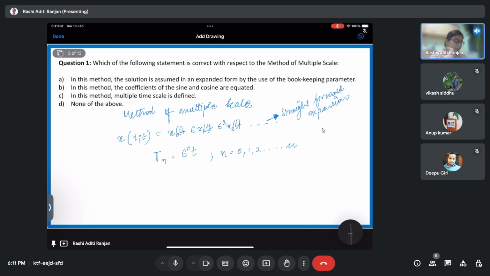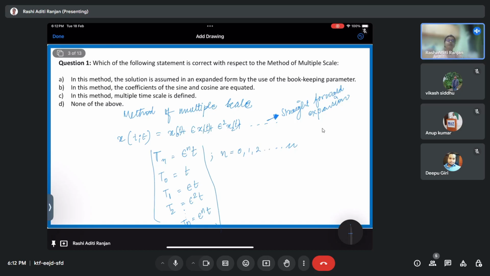Now, if I look into this, I can see that I will have T0 as T to the power 0, T1 as this, T2, this, dot dot till Tn. These are my multiple time scales, right? One is a slowly varying scale, one is a fast varying scale. So we have particularly divided our dynamics on the basis of multiple time scales.